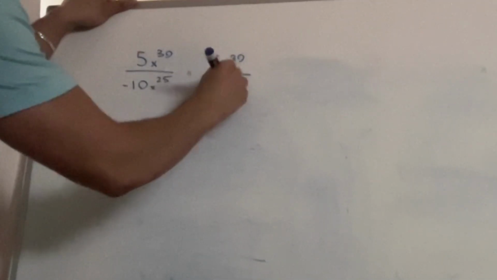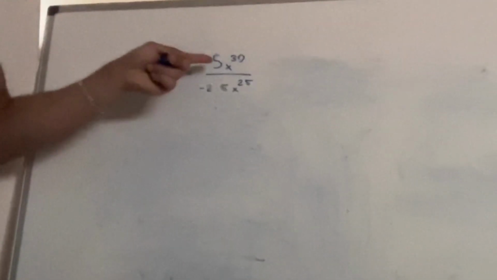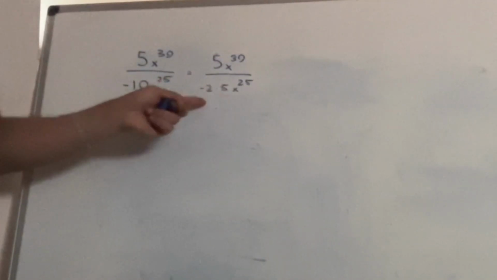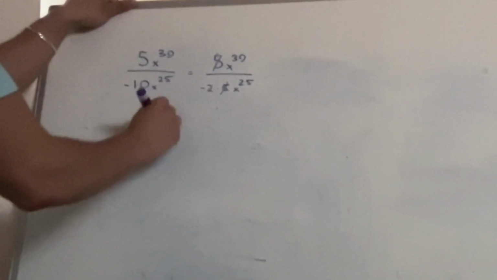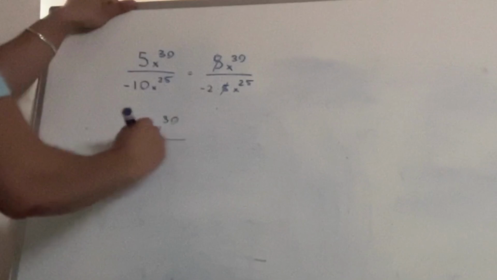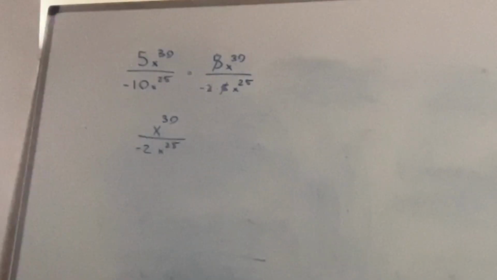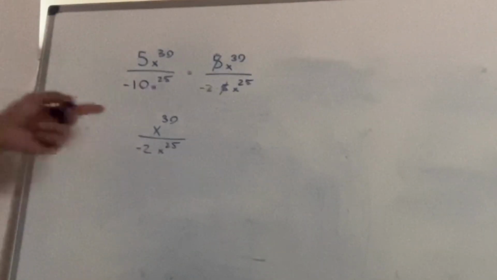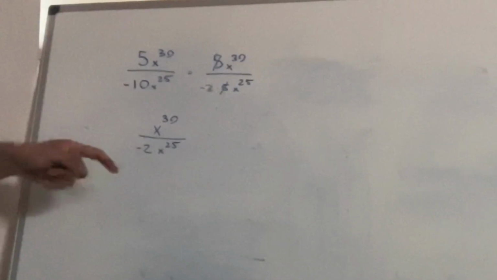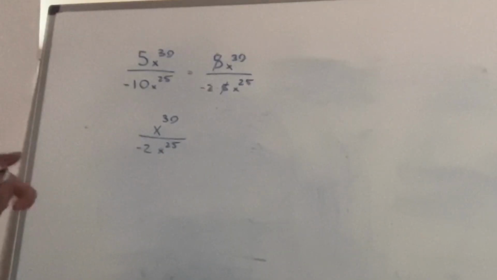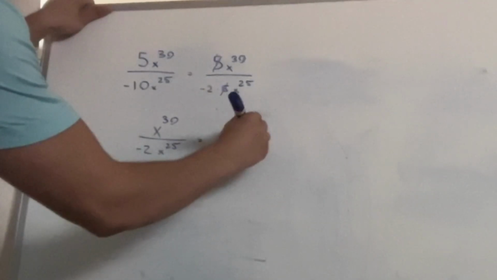Negative 2 times 5, x to the 25, right? The 5 applies to everything on top, and this 5 multiplies with everything on the bottom. You cancel it out. So now we're left with x to the 30 over negative 2x to the 25th. Now remember, when multiplying variables, they add their exponents, right? So x to the 30 is the same as saying x to the 5th times x to the 25th.